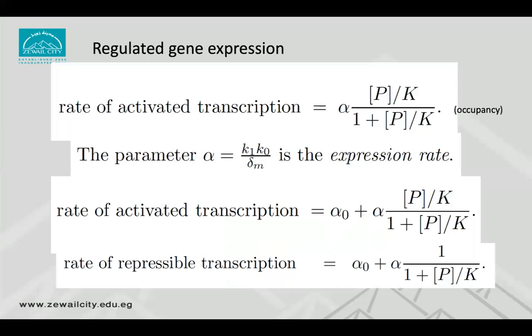So now the rate of activated transcription is going to depend on alpha times the fraction. Okay. And the rate of activated transcription is going to depend on fraction multiplied, and the rate of repressed transcription is going to depend on the fraction unmultiplied. Right? Because in the case of repression, the expression is coming from the unoccupied operators.